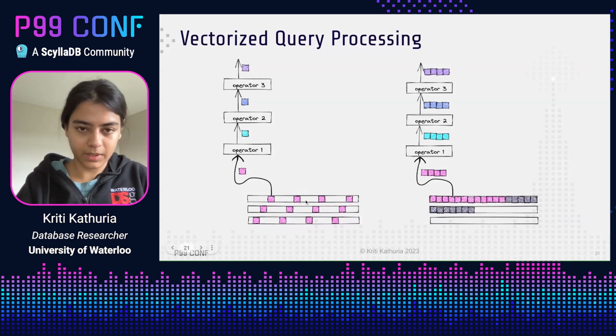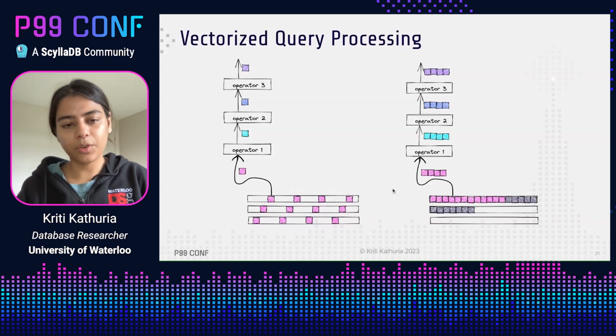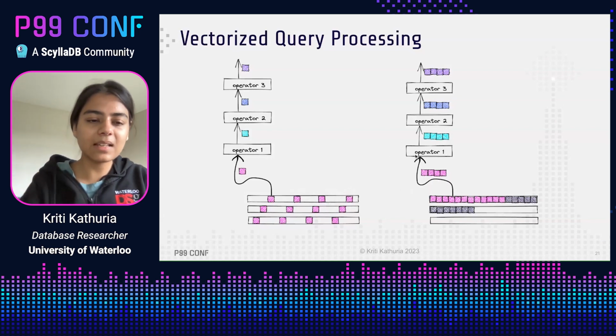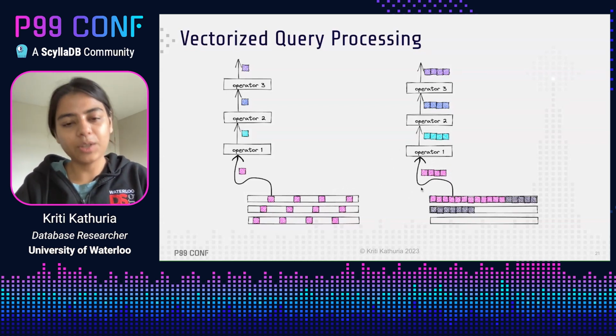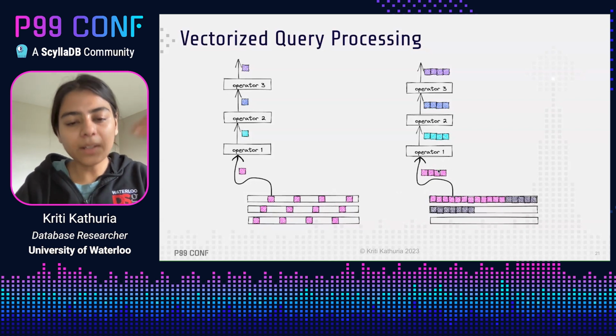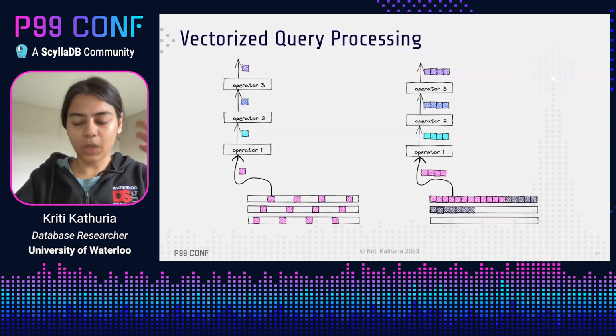In this way, disk access is optimized, but this technique is also CPU efficient. Let's see what happens in the first case. You load the CPU registers with the instructions for operator 1. You load it with this single data point, and then it generates a result, and then you repeat it with the second data point, then with the third, then with the fourth data point.